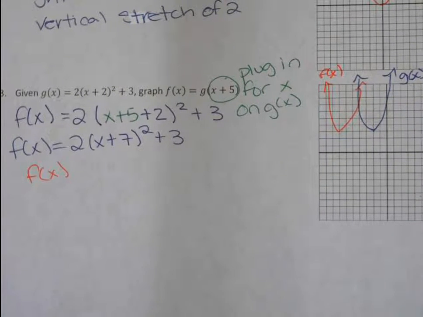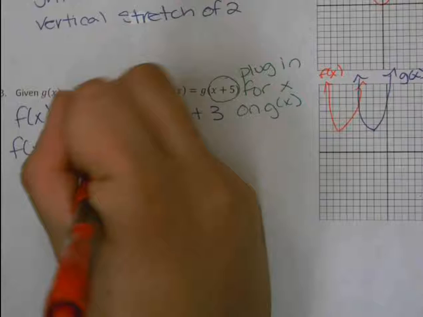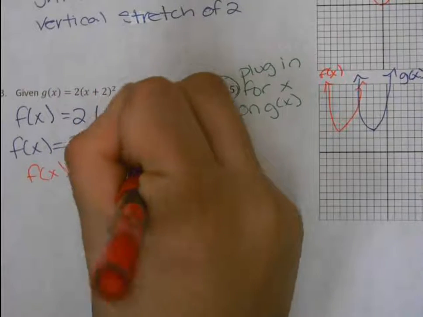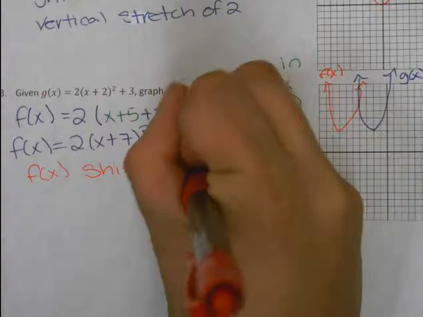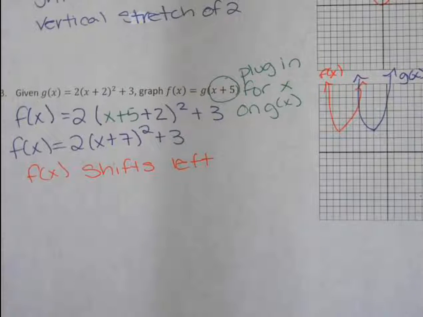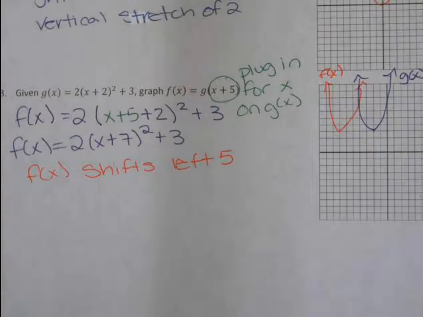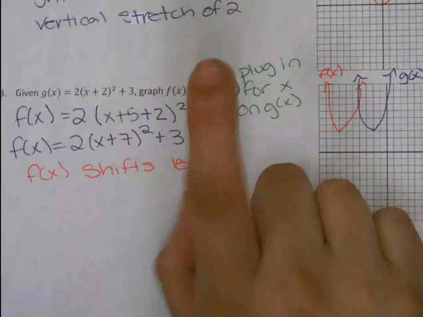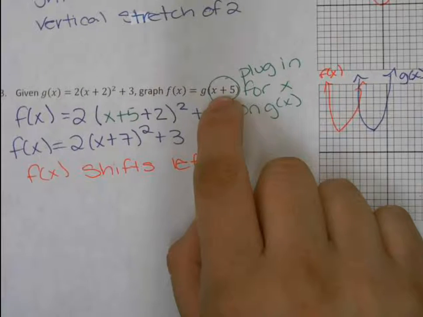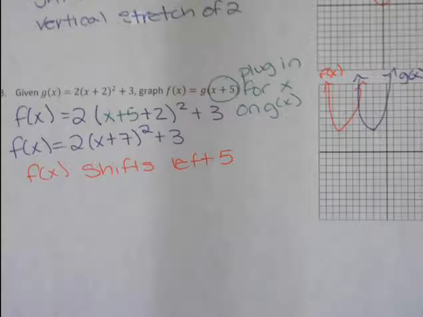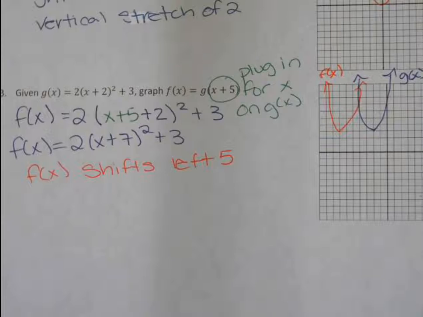Okay, so it's moving to the left, and by how much? I'll give you a hint. I've written it in green on the paper. 5. So this one moves exactly by how much was in the parentheses. Questions here. Okay. Take a few minutes to work on the 3 on the back.